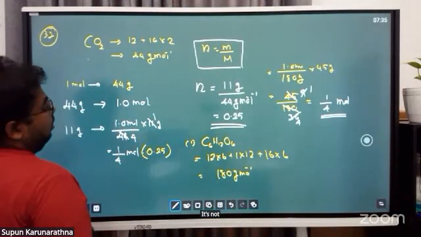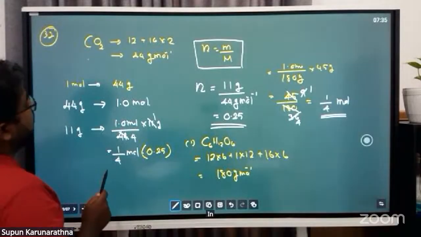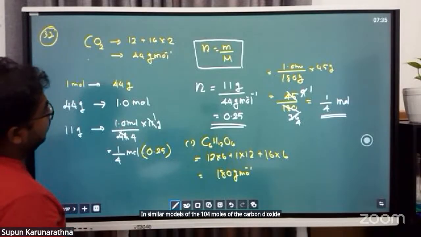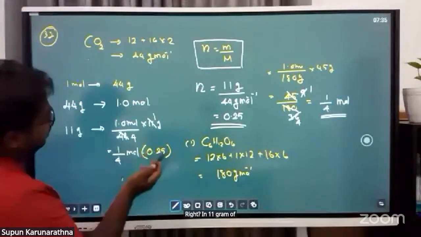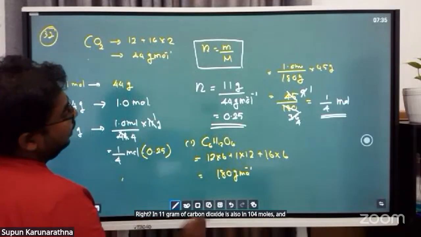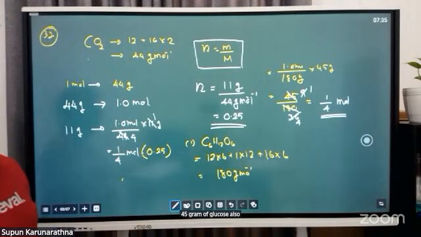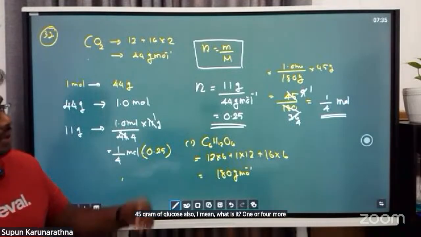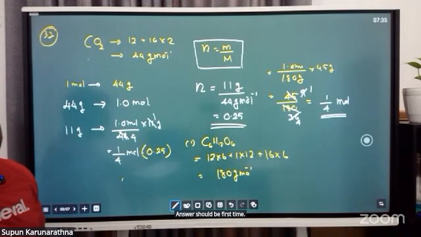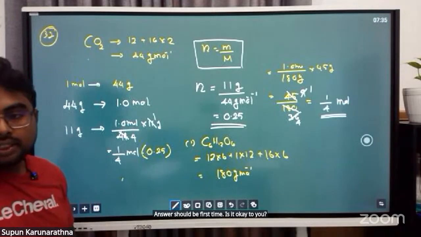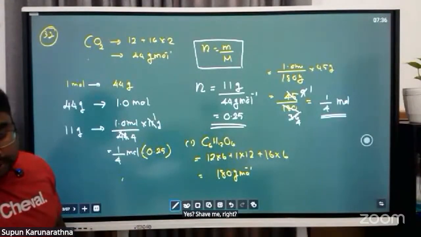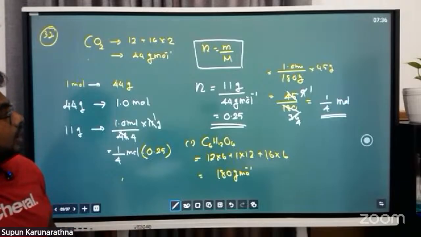Similarly, 1 over 4 mole is the amount for carbon dioxide. 11 grams of carbon dioxide has 1 over 4 moles, and 45 grams of glucose also has 1 over 4 moles. So the answer should be the first one. Is it okay for you? If you want to do anything else, then do it quickly.